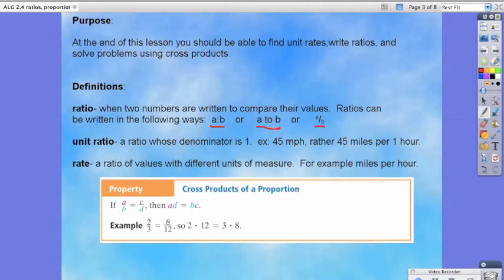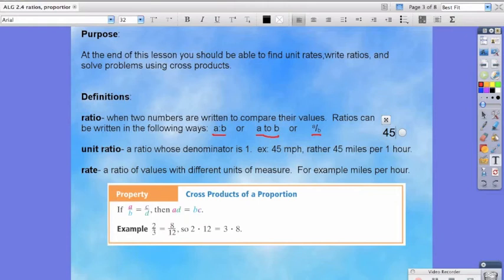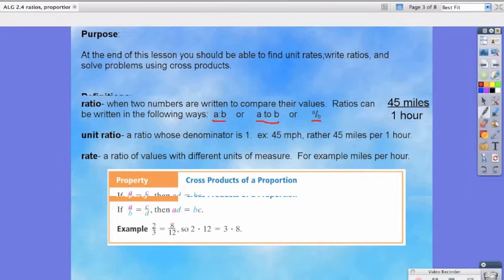For example, we have 45 miles per hour, which can also be written as 45 miles per 1 hour. See how we can write it as a fraction as well? And this is our unit ratio because the denominator is a 1. Now a rate is a ratio of values with different units of measure. So just like in the example above where we use miles per hour, that is also considered a rate because we use miles, which measures distance, and hours, which measures time.